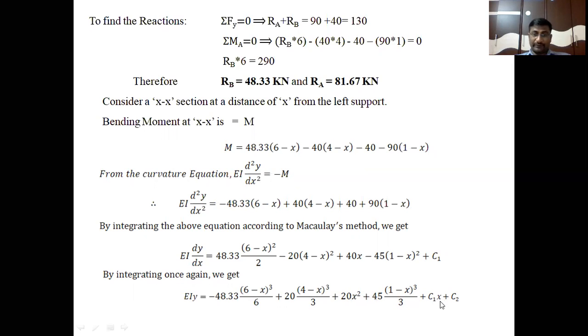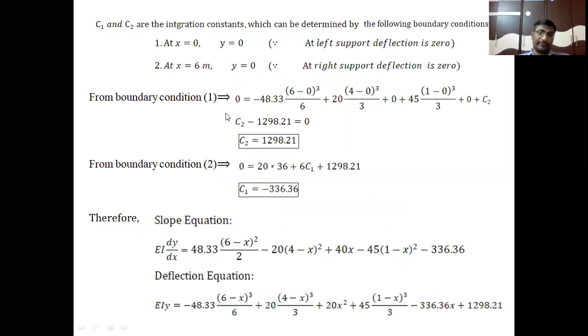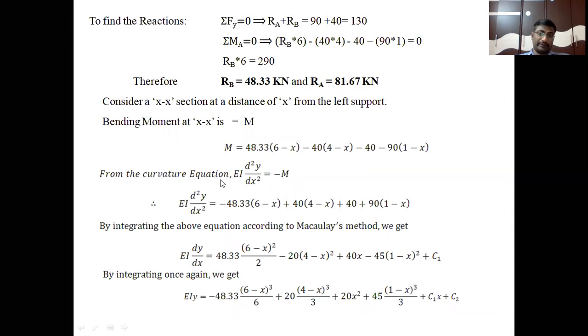Plus C1 into x value 6, so 6 is C1. Plus C2 value, already we calculated C2 value 1298.21. Only we will consider this 20 into x square plus C1x plus C2. These three values should be considered. The remaining values are not considered. This value is not considered. This value is not considered. Neglected value. If you substitute 6 in place of x, this term is 0.